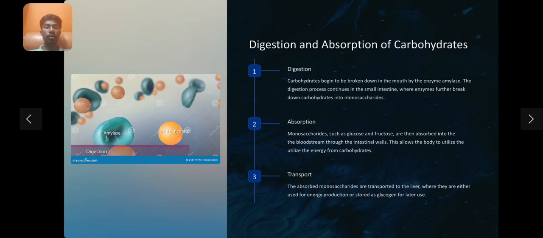Transport. The absorbed monosaccharides are transported to the liver, where they are either used for energy production or stored as glycogen for later use.